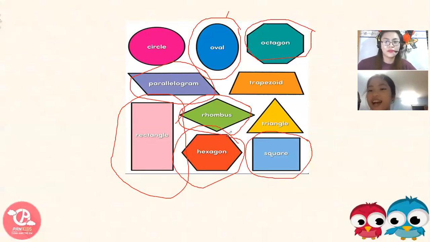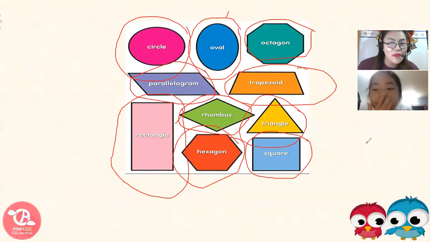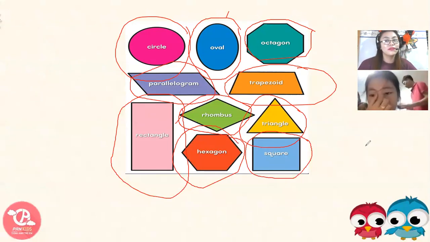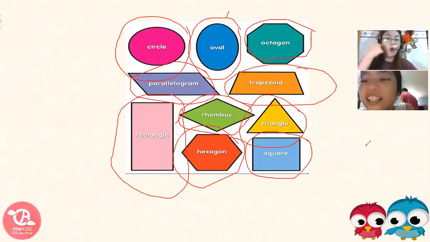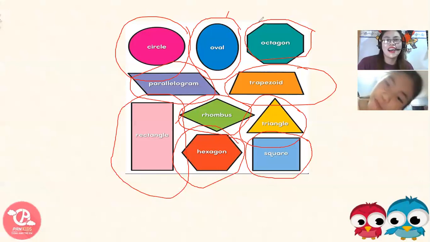Hexagon. Oh, good job. And this is? Triangle. Okay, triangle. What about this one? Circle. Circle. And this is? Trapezoid. Oh, good job. I will give you 10 stars. Good job. 10 stars. Wow. Nice one.